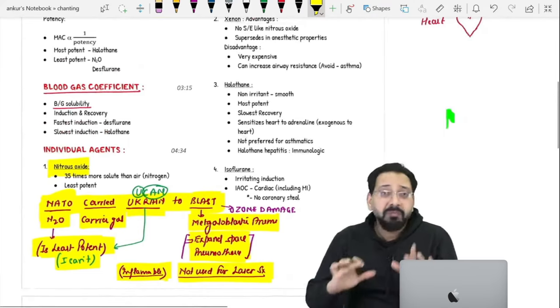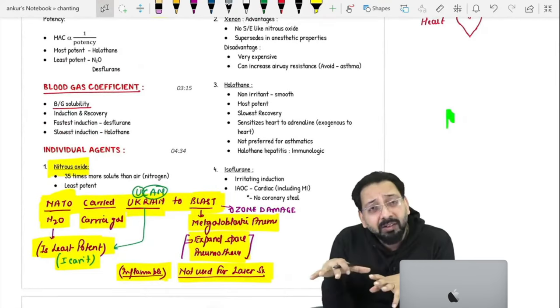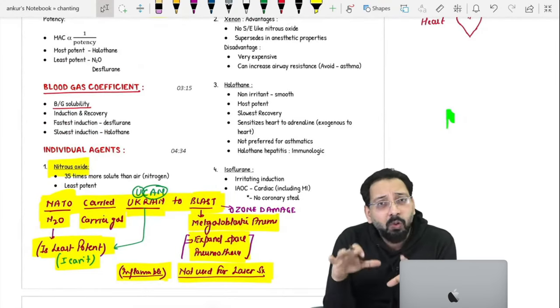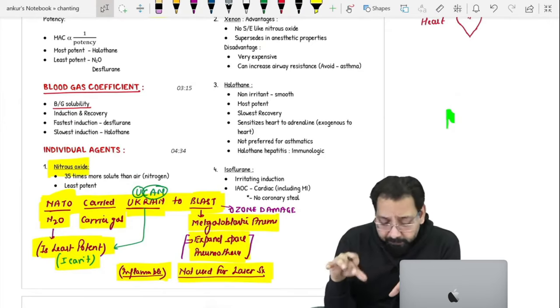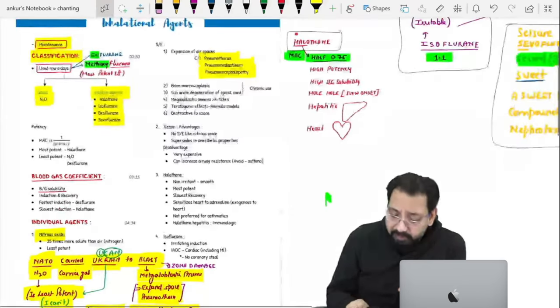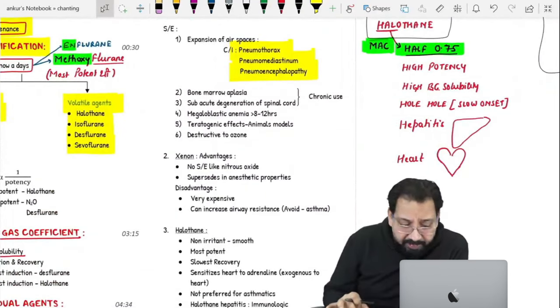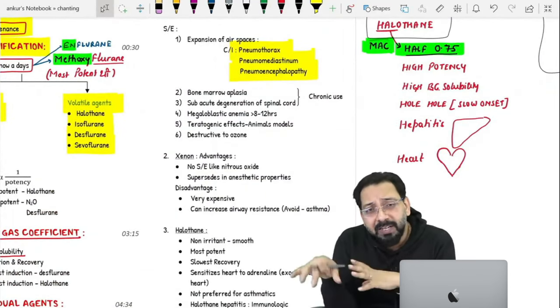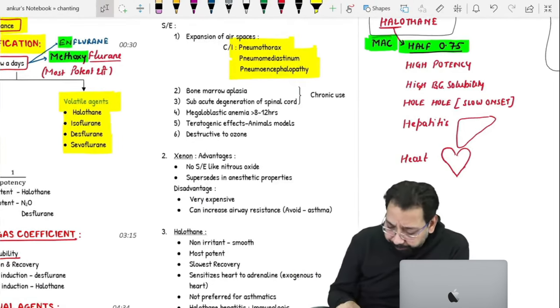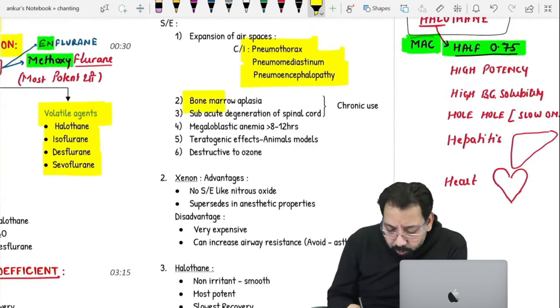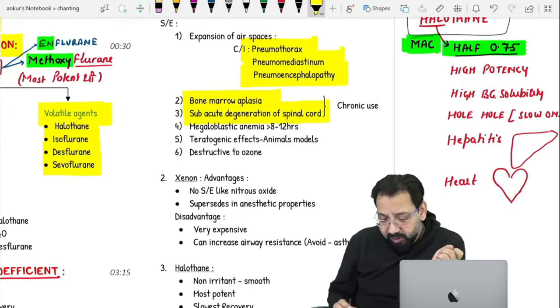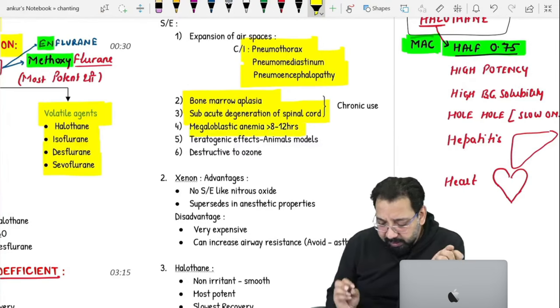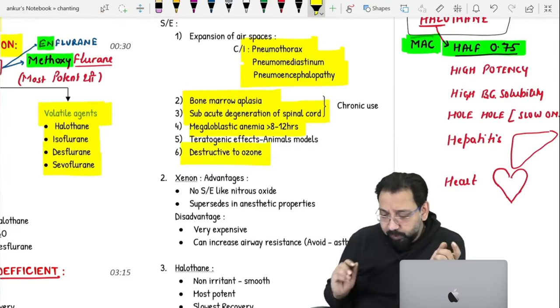I am deliberately reading the LMRP of Dr. Ajay with mnemonics, so that you must have heard and read a few topics, so that it would be useful for you when you revise fast. This also causes bone marrow aplasia, subacute degeneration of spinal cord, megaloblastic anemia, destruction of ozone.